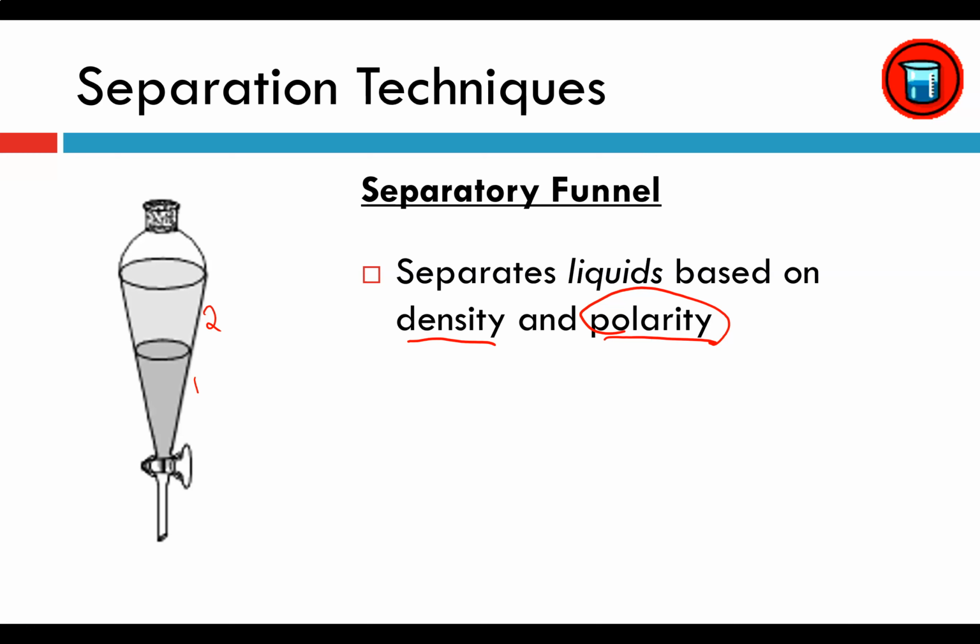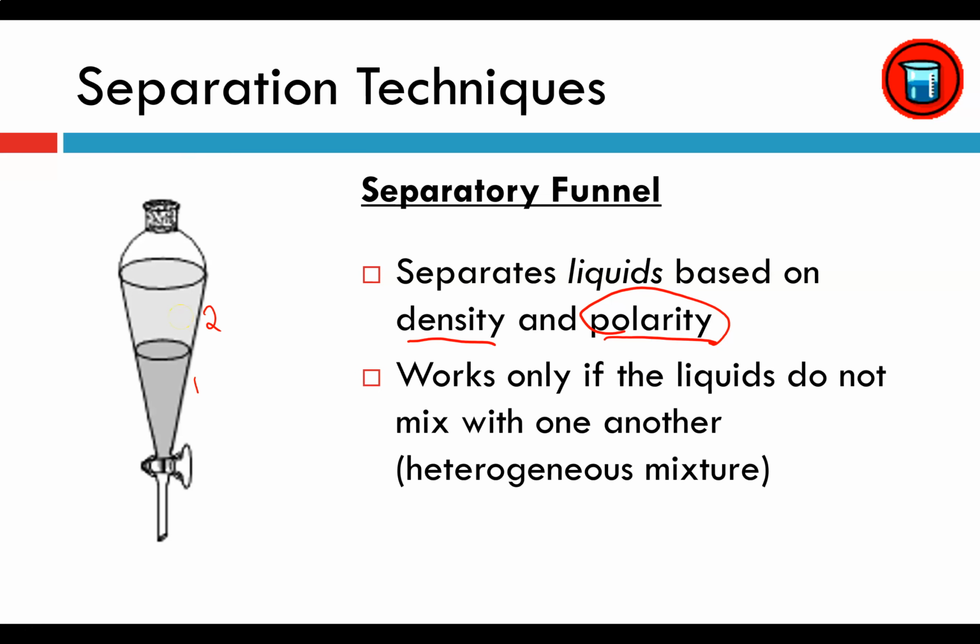So in this case, the opposite polarities allow this really nice division to form between the two liquids. I would open up the valve, I could drain the first liquid out and then stop it so that the second liquid is caught in the separatory funnel. This works if we're talking about a heterogeneous mixture. Something like oil and vinegar could be separated this way. Oil and water would work as well.